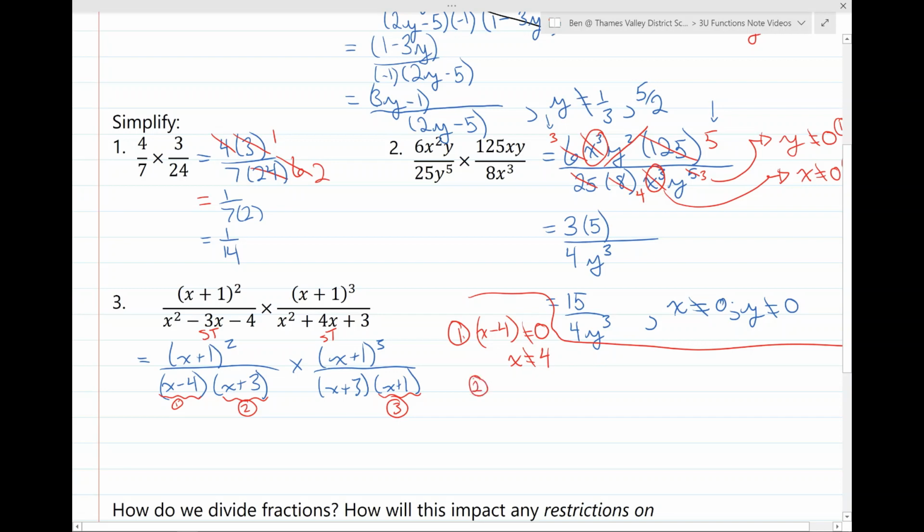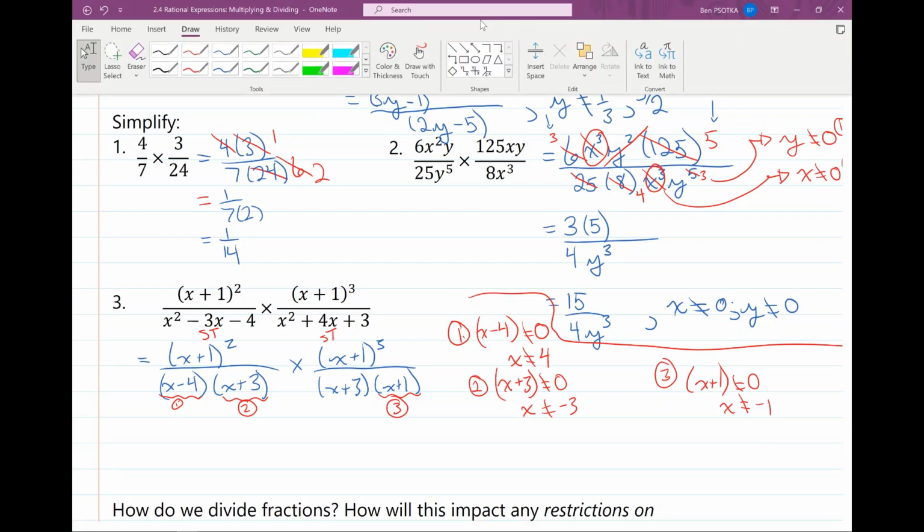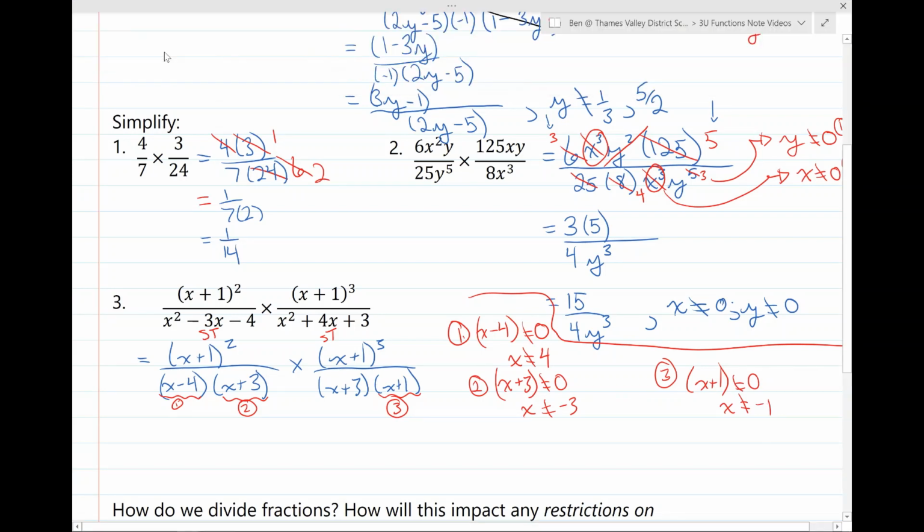Then we'll look at number 2. X plus 3 cannot equal 0. Therefore, if I rearrange to isolate for the x, x cannot equal negative 3. And my third restriction here, x plus 1 cannot equal 0. Therefore, x cannot equal -1. Perfect. So now that I've performed those restrictions, I can go through with a few cancellations. Now I could perform these cancellations before or after putting everything together.